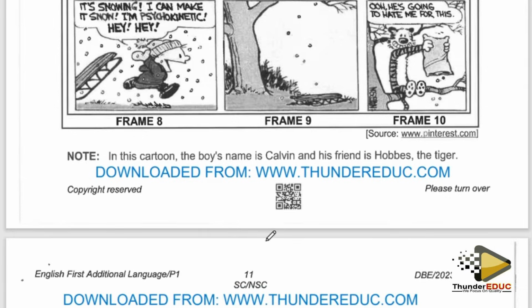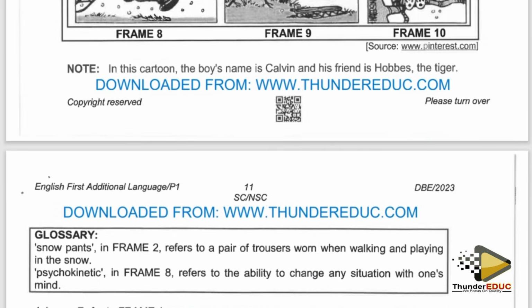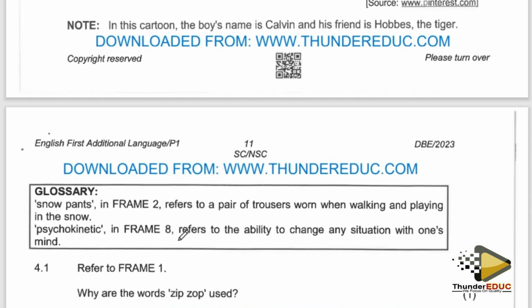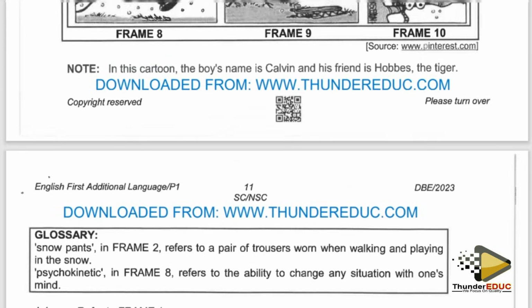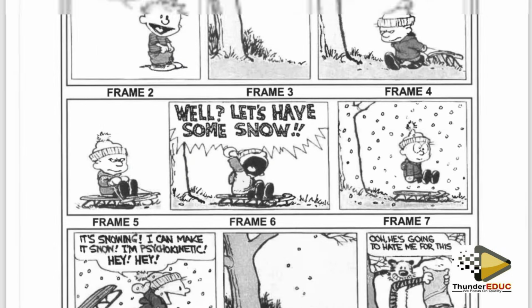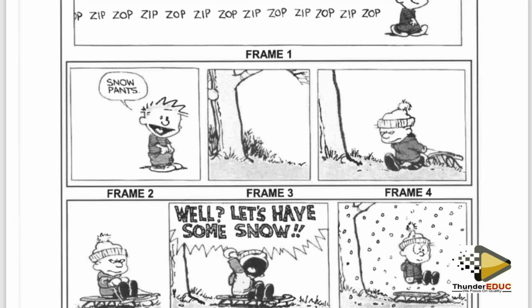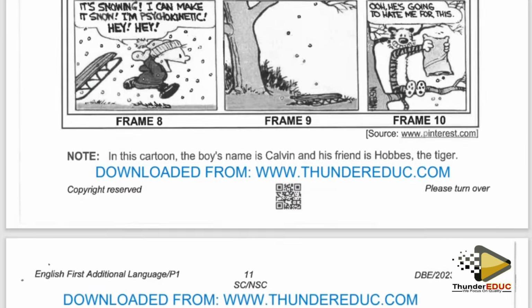In this cartoon, the boy's name is Calvin and his friend is Hobbes, who is the tiger. We are used to them by now. Snow pants in frame 2 refers to a pair of trousers worn when walking and playing in the snow. Psychokinetic in frame 8 refers to the ability to change any situation with one mind. So that's what we are having there. Okay. Let's go to the questions.